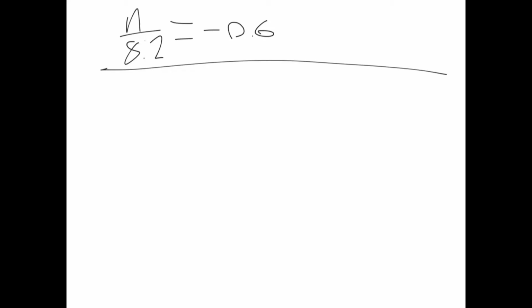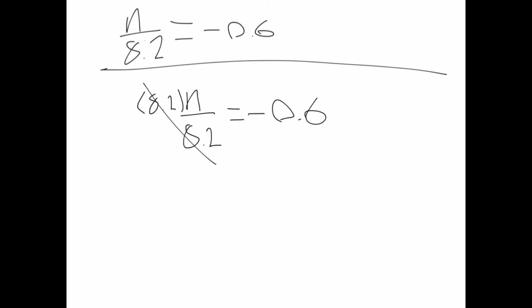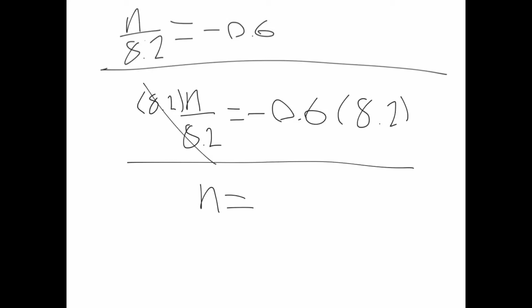So in order to solve this equation, I would rewrite my problem, and then multiplication undoes division. So I'll multiply it by 8.2, that scratches that out. Multiply this by 8.2, and then my answer would be 8.2 times 0.6. Rewrite that over here.